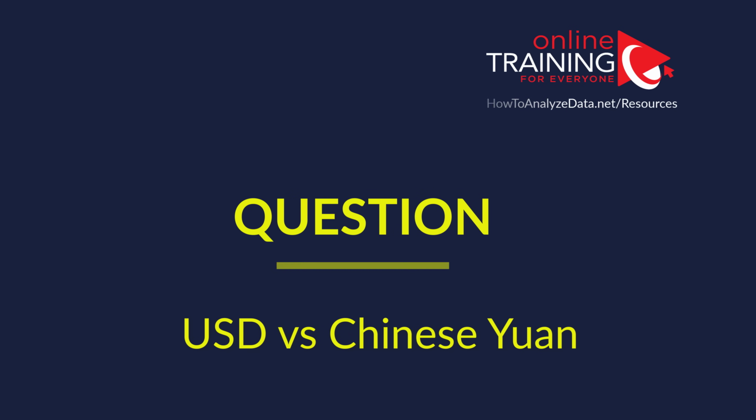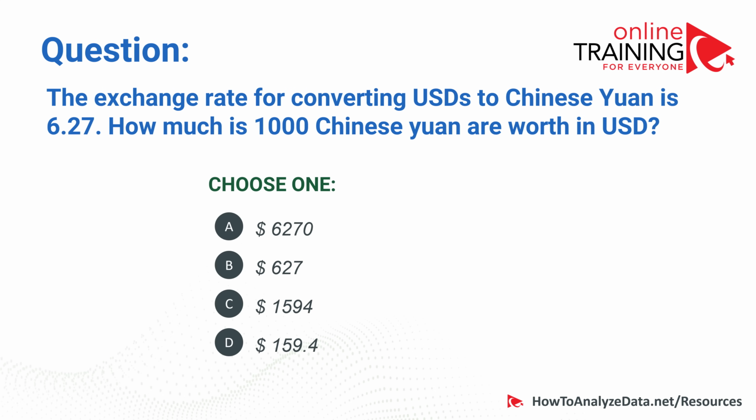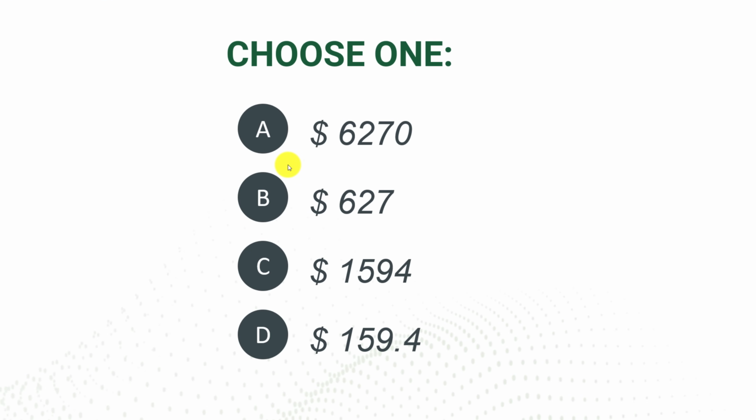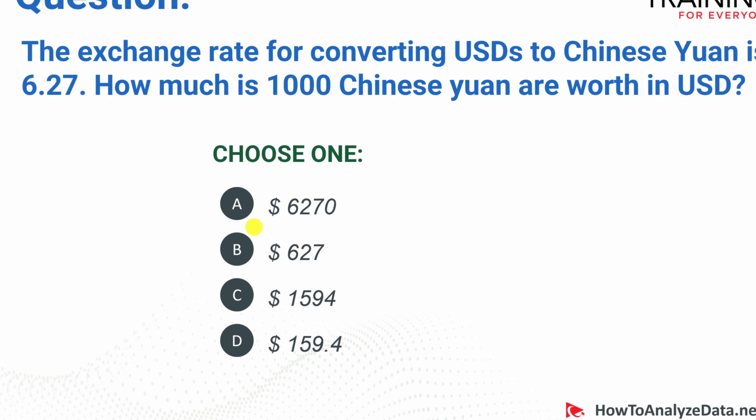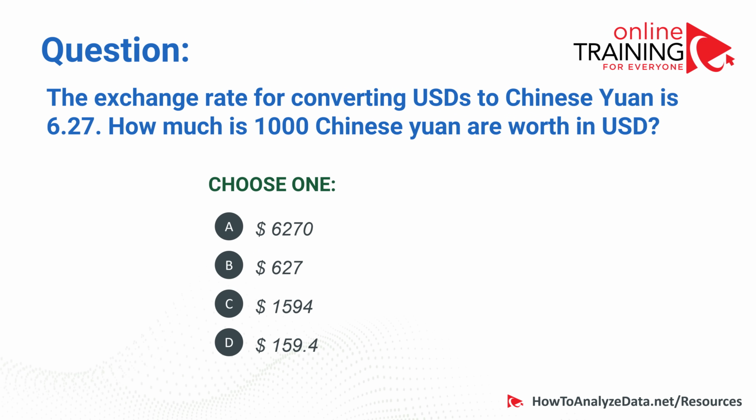And now let's look at the question which is very frequently used as part of aptitude tests, math reasoning, abstract reasoning, and logical reasoning tests. The exchange rate for converting US dollars to Chinese yuan is 6.27. How much are 1,000 Chinese yuan worth in US dollars? And you have four choices: 6,270, 627, 1,594, or $159.40. Which one do you think is the correct choice here? Let's see if you can nail this question.